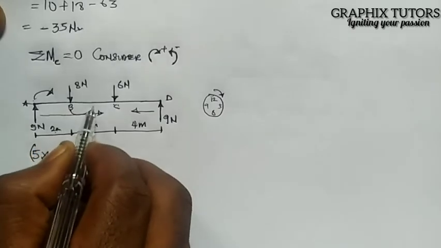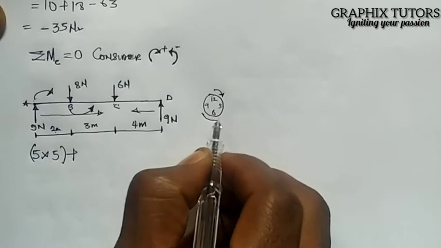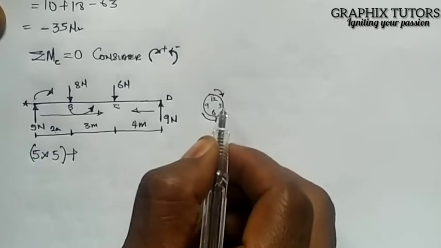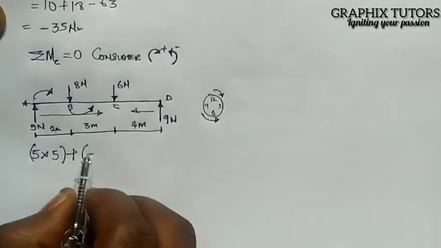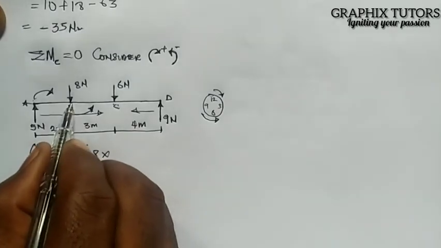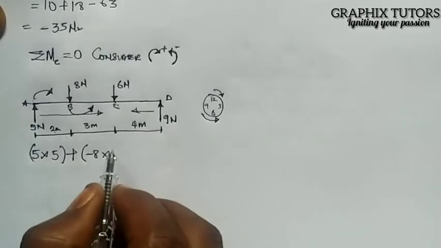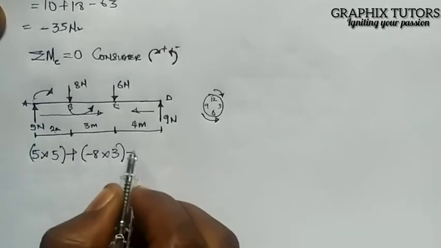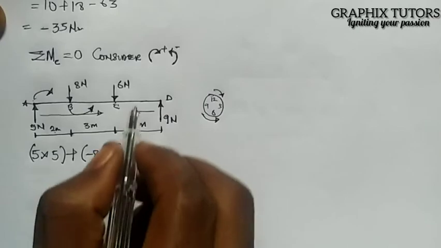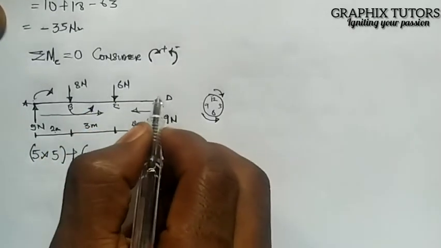Plus, the next one is coming towards C, where I take moment from, and it's going like this. That is anti-clockwise, so it will be negative. Minus 8 times the distance of the force at B to where I'm taking moment from, which is here to here, 3, right? Plus the next one, I will ignore 6 because that's where I take my moment. I'll go to the next one.